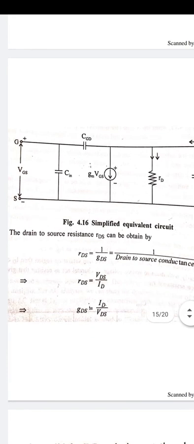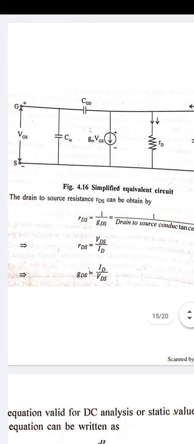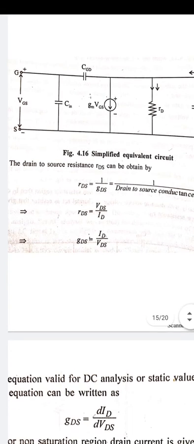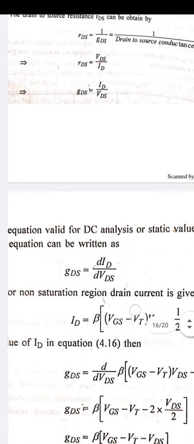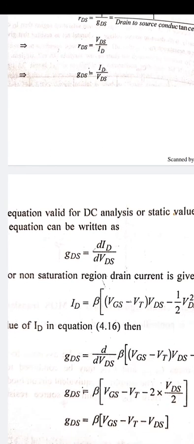So the drain to source resistance RDS is inversely proportional to the drain to source conductance, a relationship shown by RDS equal to 1 upon GDS. So GDS is equal to ID divided by VDS. When we talk about the DC analysis, it shows the static point between the drain current and drain to source voltage. But when we talk about the drain to source voltage variation, it means the variation point between the drain current and the drain to source voltage.